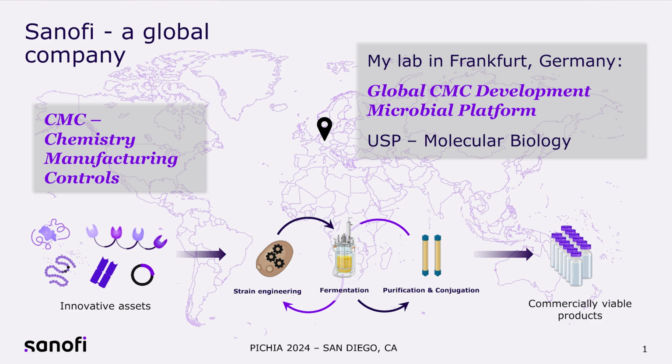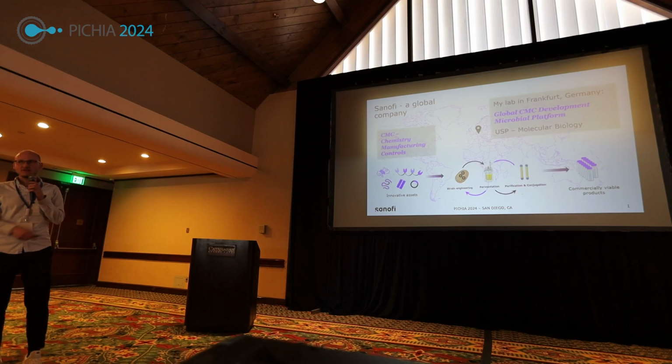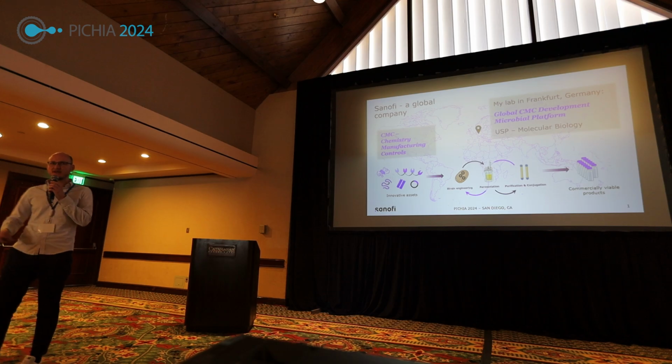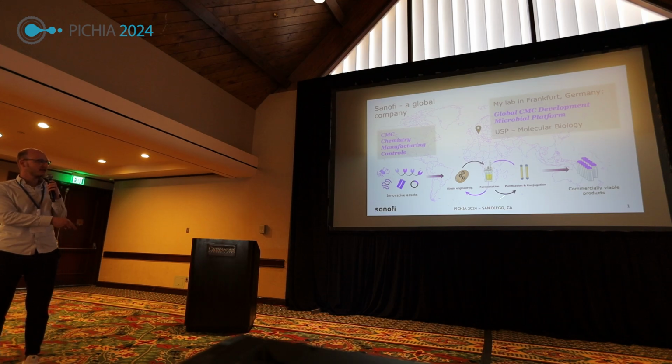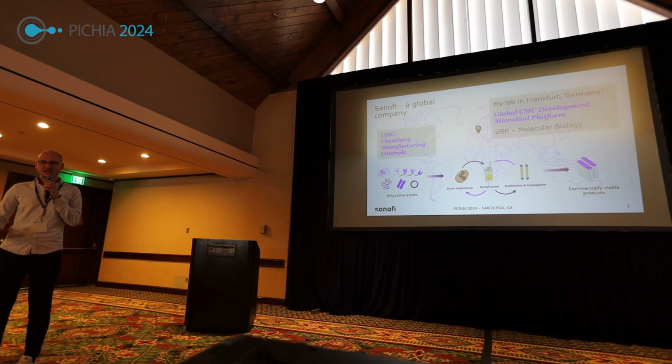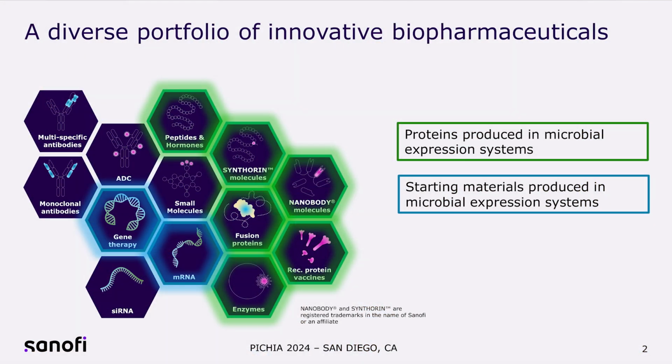And so our job is basically that we are getting innovative assets, new molecules, that we are converting into a commercially viable product. And the core of that is process development, covering basically strain engineering, fermentation, USP development, and also purification, DSP development. So here's a little overview of the assets that we as Sanofi are working on.